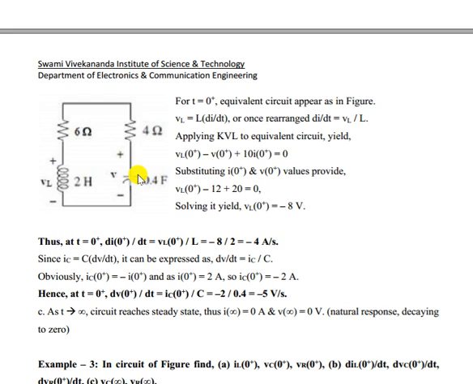Okay. So at t equal to 0 plus, what we can write? VL equal to L di/dt. That means di/dt equal to VL by L. Okay. Now if we apply the KVL across the loop, what we can write? That VL, and here two resistances, that is 10 I0 plus minus this V0 minus equal to 0.